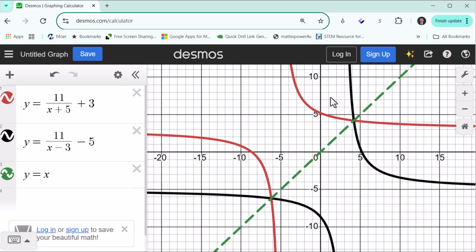I've also graphed the line y equals x as a green dashed line, and we can see f of x and f inverse of x are reflections of one another across the line y equals x. This verifies our inverse function is correct.